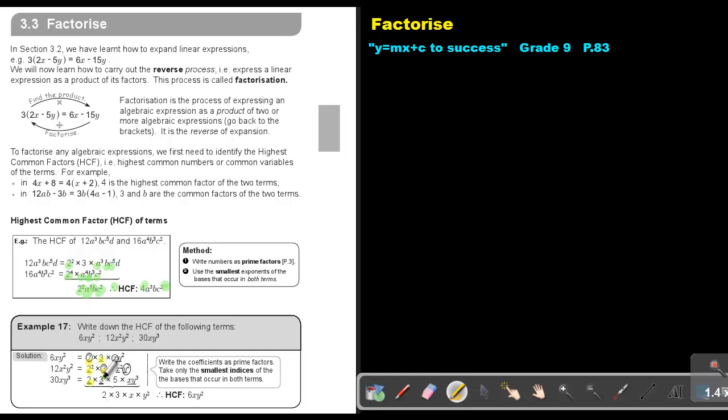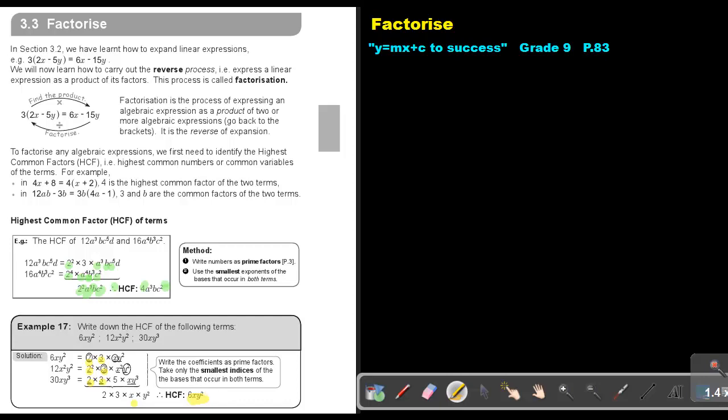Is 3 in all 3? Yes. What is the smallest? 1. Is x in all 3? Yes. What is the smallest? 1. Is y in all 3? Yes. What is the smallest exponent? 2. And then 2 times 3, that's 6x, y to the power of 2. That will be my highest common factor.